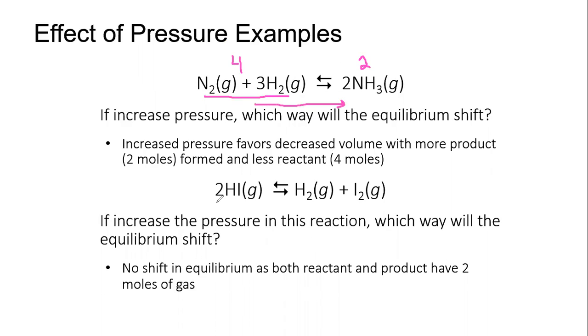If we look at the second example, we have 2 moles of gas on the reactant side, 2 moles collectively on the products side. And if we increase the pressure, which way will equilibrium shift? This will be no change, because if you have the same number of moles of gas, pressure will not affect equilibrium. So since there are 2 moles of gas on both sides, there's going to be no change in equilibrium. So it wouldn't do anything.